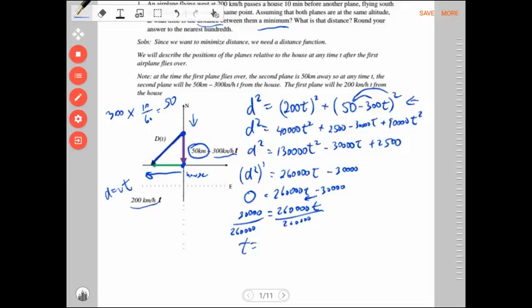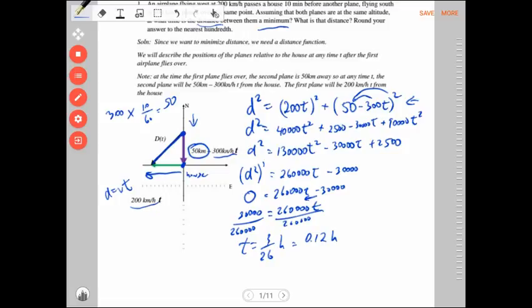Okay, and then t equals 3/26 of an hour, which is 0.12 of an hour. Right? It said round to the nearest hundredth. So there we have it. So there's our time. Now, as far as this part goes, that's the time.